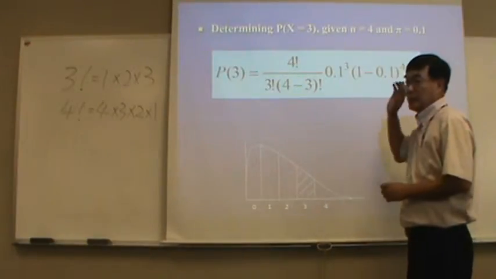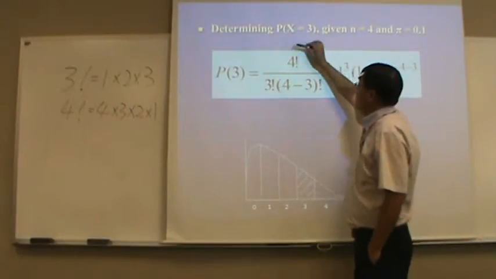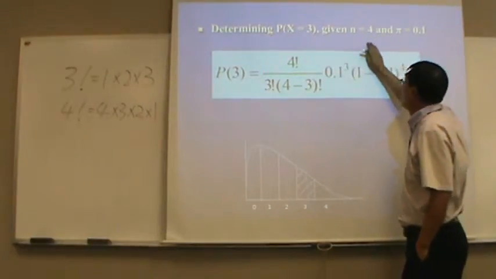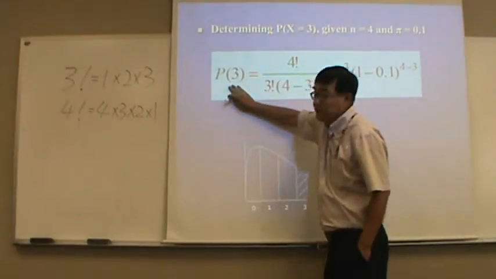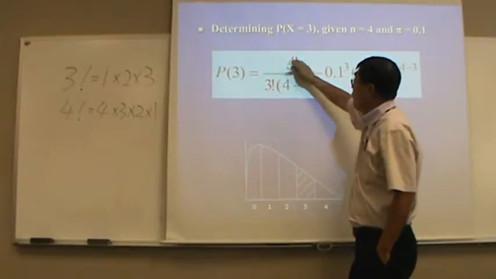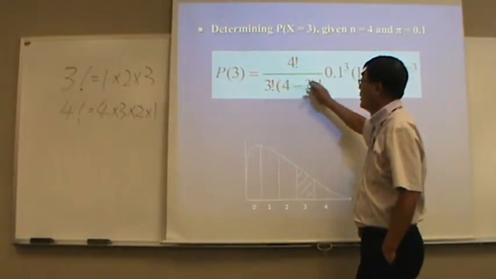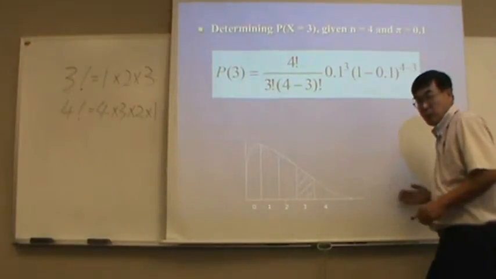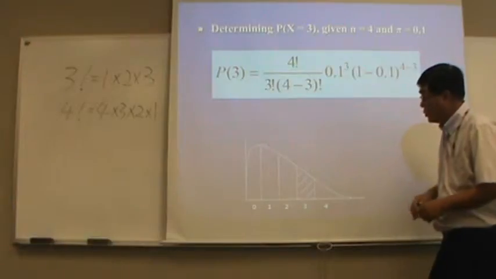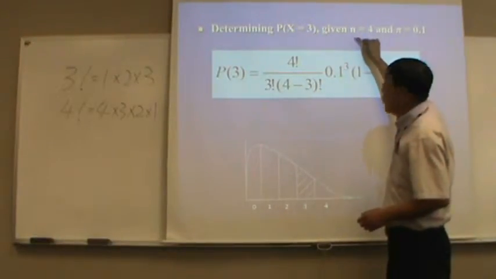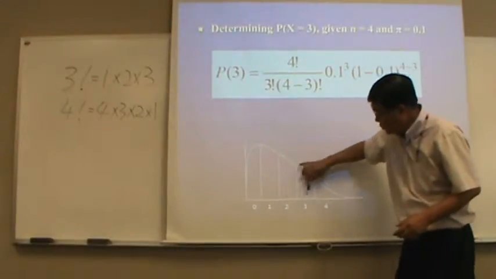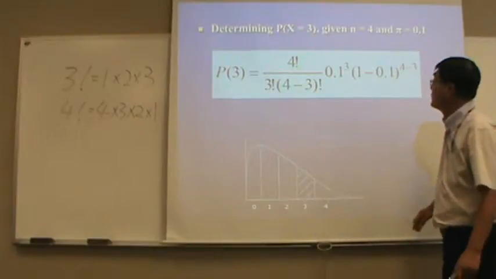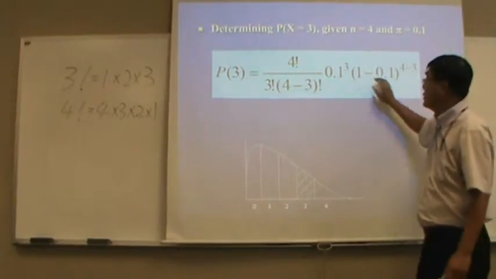Example, determining, this one is binomial. Probability x equals 3, 3 out of 4, will be this one. The probability is 4 factorial divided by 3 factorial times (4 minus 3) factorial. Anyway, the binomial distribution looks like this, with a longer tail, skewed or positively skewed. Then n is 4, so the possible values are 0, 1, 2, 3, 4, and this one is the individual probability. Using the formula, we can get this result.